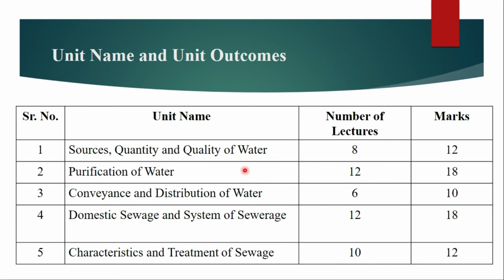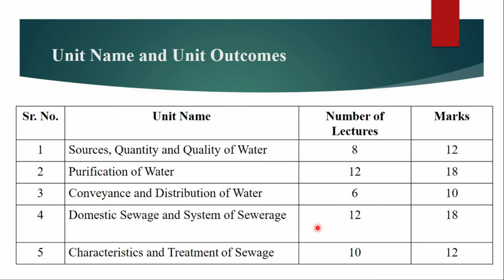Then third chapter is conveyance and distribution of water. In this chapter, we see the conveyance system of water for the given area and also the various types of valves for the given pipeline. Then the distribution system of water in the given situation. Then the fourth chapter, domestic sewage and system of sewerage. In this chapter, we learn about sewage and system of sewerage.